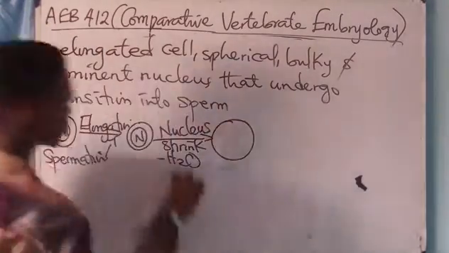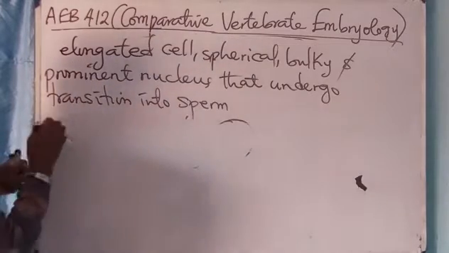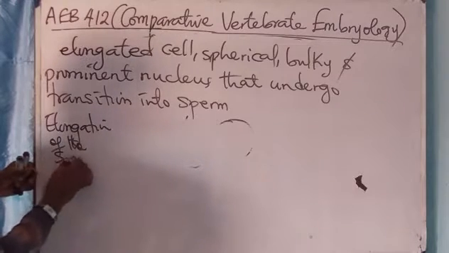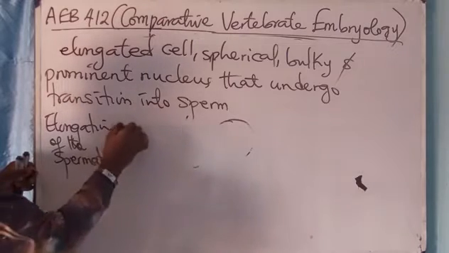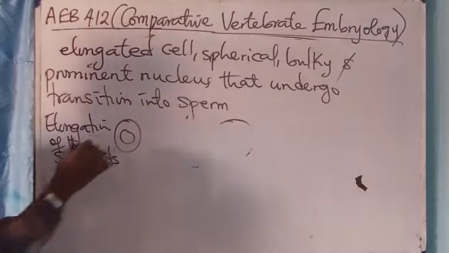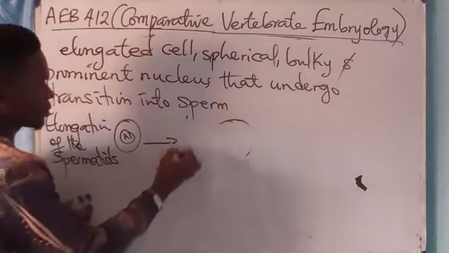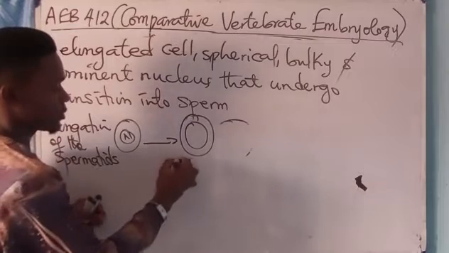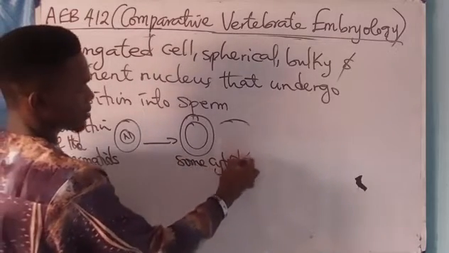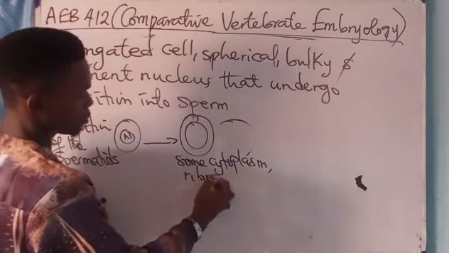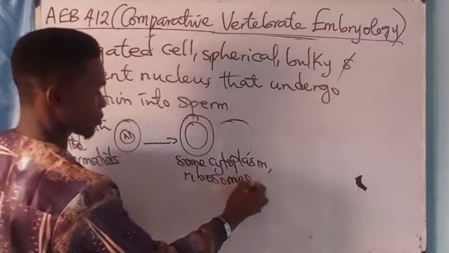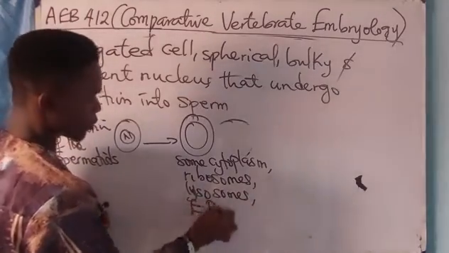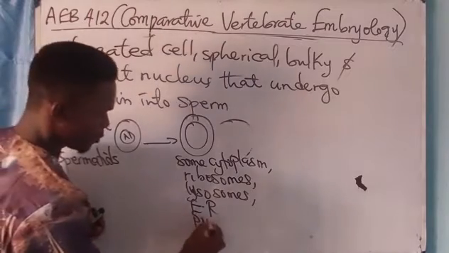Okay, wait, let me put it better. We have elongation of the spermatids. Then secondly, you now have removal, or how do I put it now? Some cytoplasm, ribosomes, lysosomes, and endoplasmic reticulum are thrown away through what? Pinocytosis.